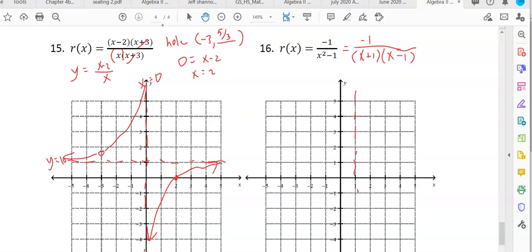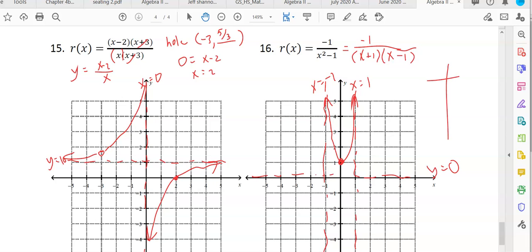So vertical asymptotes at x equals 1 and x equals negative 1. So it's more straightforward. It's bottom heavy, so y equals 0. Y-intercept would be at positive 1. X-intercept, there is none. So it's got to be confined up there to the middle. Probably looks something like that.